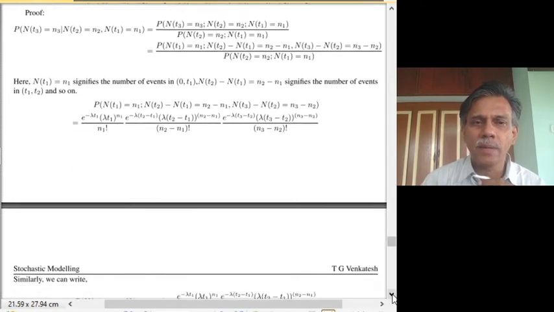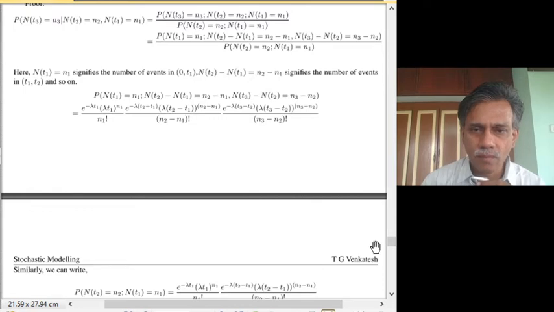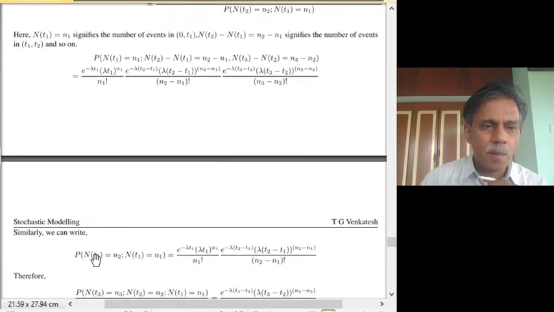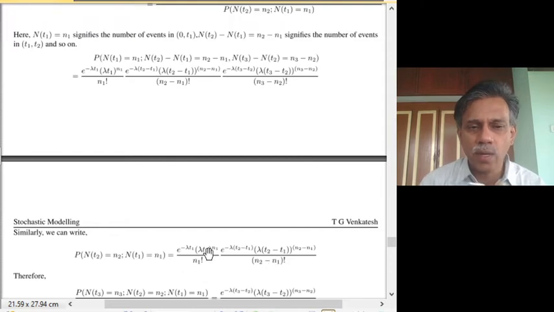Now let us look at the denominator, which is this. The probability that n of t2 equal to n2 and n of t1 equal to n1 is again that in 0 to t1 there has to be n1 events, and between t1 to t2 there has to be n2 minus n1 events. The corresponding expression is e power of minus lambda t1 into lambda t1 power n1 by n1 factorial for the number of events in 0 to t1 to be equal to n1. For the next one, it is e power of minus lambda into t2 minus t1, lambda into t2 minus t1 power n2 minus n1 by n2 minus n1 factorial. So this is the numerator, this is the denominator.